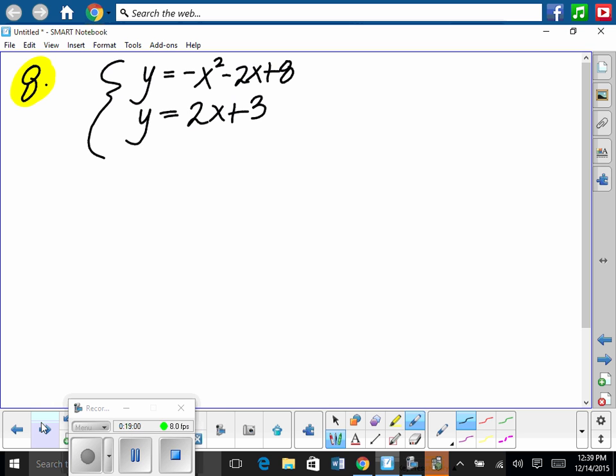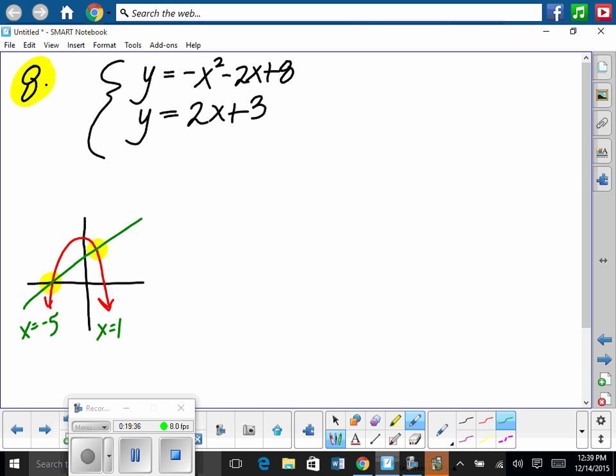Okay, number 8. Solve each system of equations. So there's a couple different ways you can do this. You can either do it using your calculator. If you do this using your calculator, you're going to have a parabola, and then you'll have a line, and it intersects in 2 places. So you would do second trace, and you'd find the intersection points, like, for example, they intersect at x is equal to 1, and they intersect at x is equal to -5.